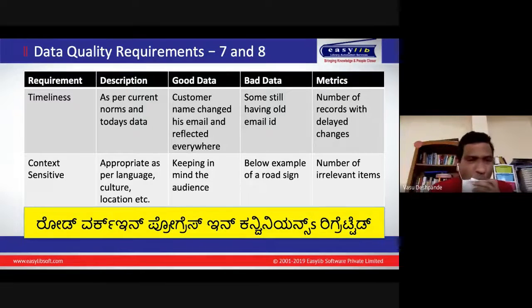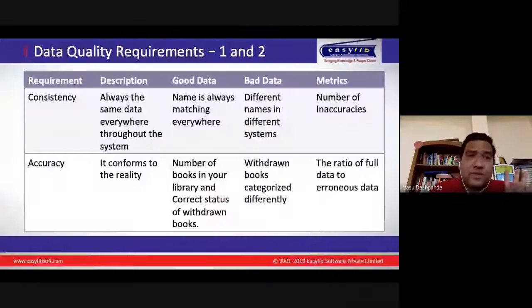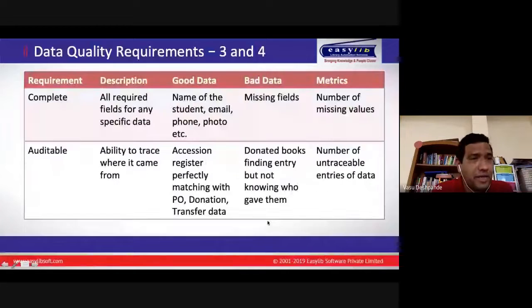All right. So now we covered data quality requirements, total 8. Let me recap. This is so important. First one is consistency. Second is accuracy. Third is completeness. Fourth is it should be auditable. Fifth is orderly. Sixth is it should be unique. Seventh is timely. And eighth is context sensitive.